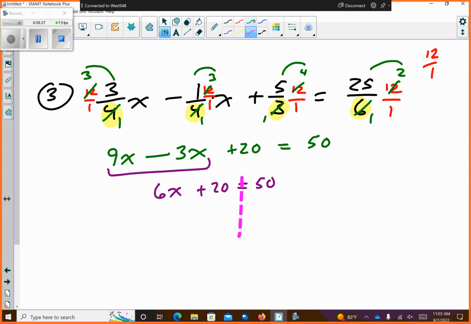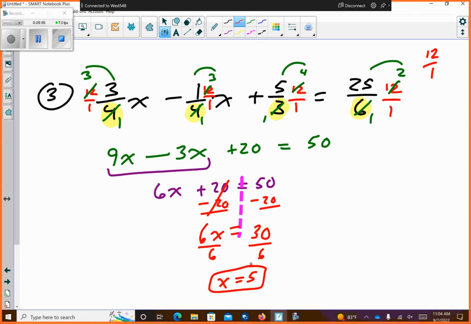All right, what should I do to both sides? Subtract 20. Very good. It's a positive 20. The opposite of positive 20 is minus 20. So those cancel. So I get 6x. And 50 subtract 20, I believe, is 30. Does that seem about right? And then I'm going to do what? Divide by 6. And does 6 go into 30 evenly?